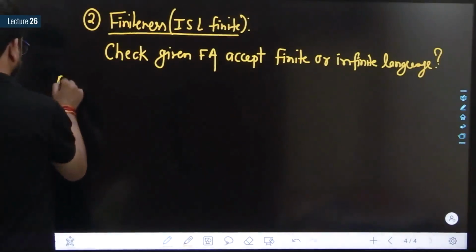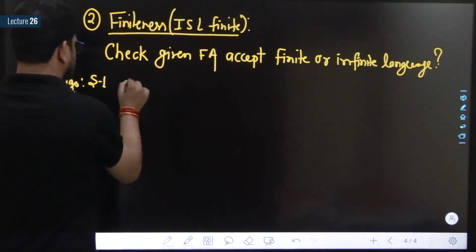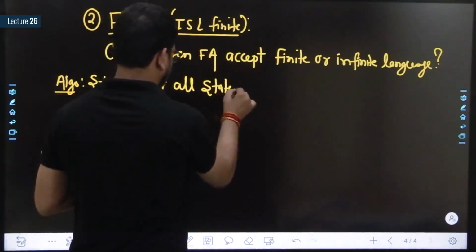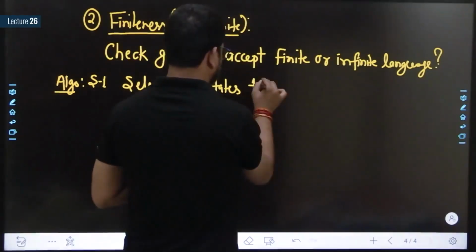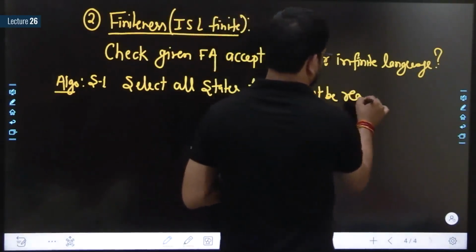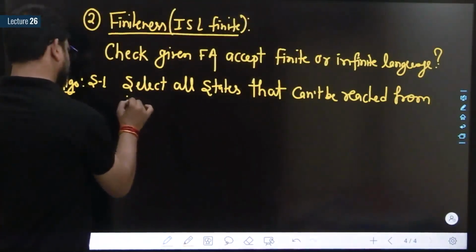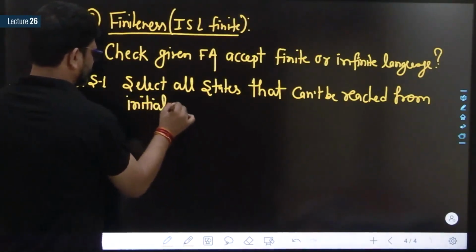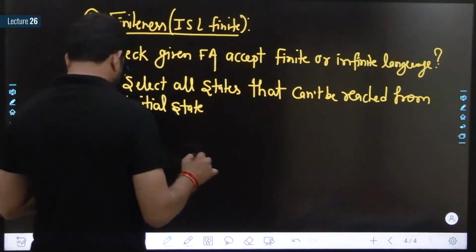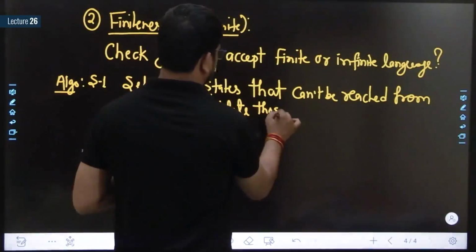See the algorithm. Step 1. Select all states that cannot be reached from the initial state. Delete those states.